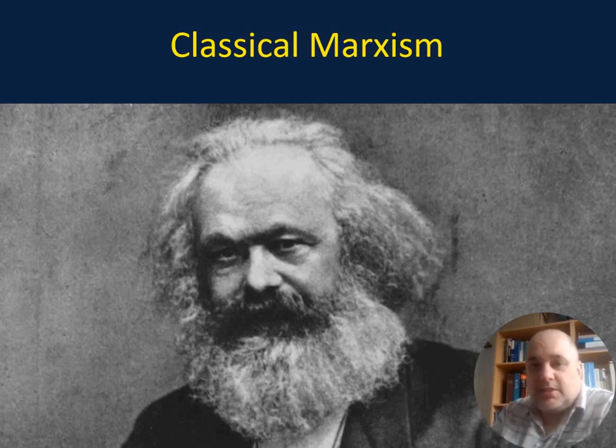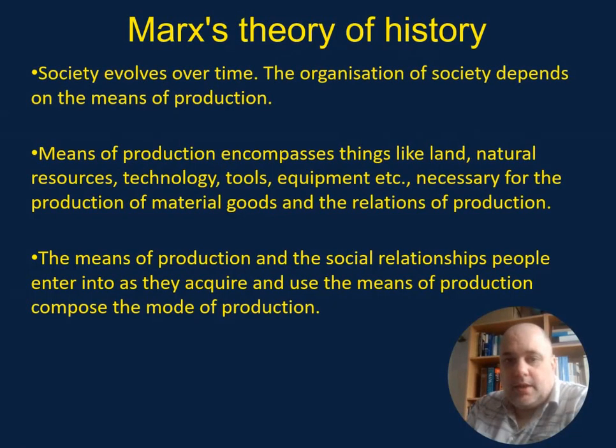So, classical Marxism obviously originated with Karl Marx and Friedrich Engels in the 19th century. And Marx's theory of history was based on a few core assumptions, one of which is the idea that society evolves over time. And in particular, Marx argued that every human society is based around production. The fundamental human activity is production.